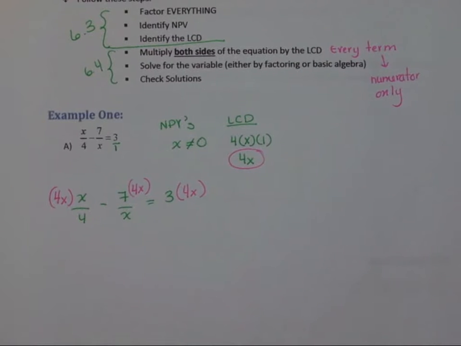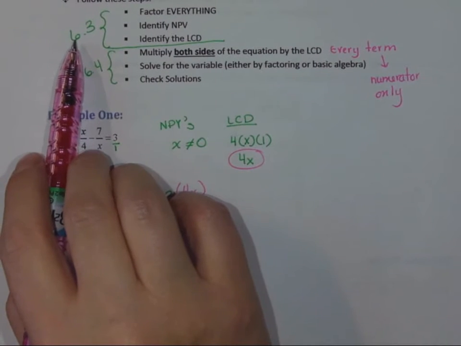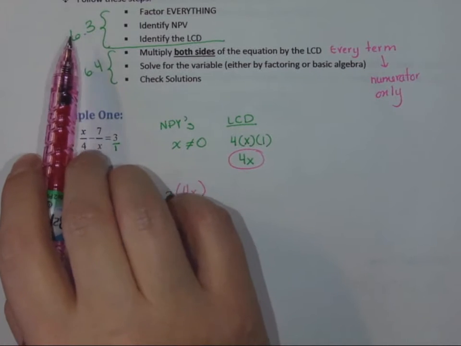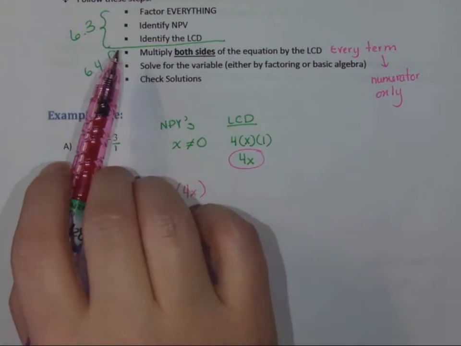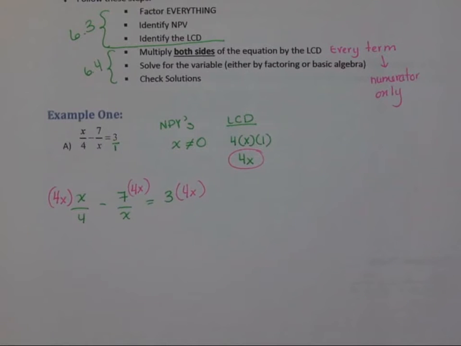So I think one of the things that students struggle with is that in 6.3 we multiply by what's missing, both top and bottom, but in 6.4 we multiply just the numerators. So I don't know if you want to highlight that, star that, do something in your notes so that you know that when we're dealing with equations, although it's similar to 6.3, we do something very, very different.